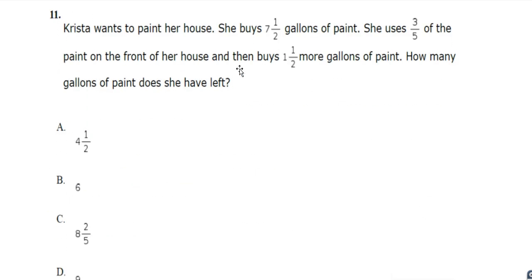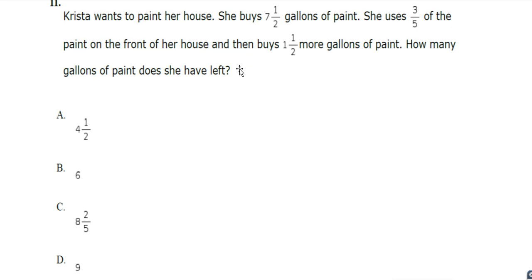Krista wants to paint her house. She buys 7.5 gallons of paint. She uses 3/5 of the paint on the front of her house and then buys 1.5 more gallons of paint. How many gallons does she have left? So we're painting the house. She buys 7.5 gallons. So she has 7.5 gallons. She uses 3/5 of the paint on the front of her house, then buys 1.5 more gallons.